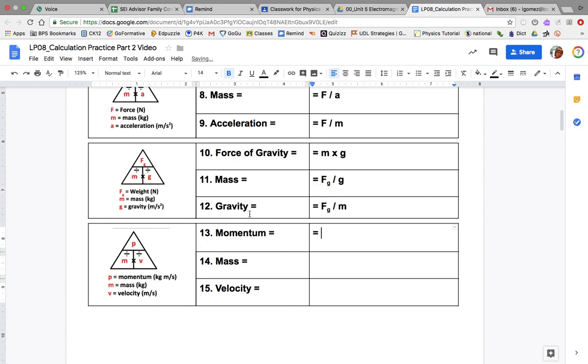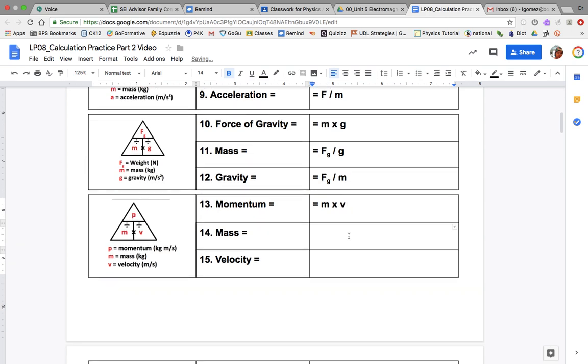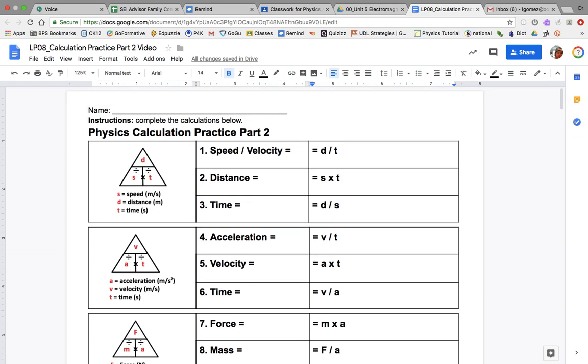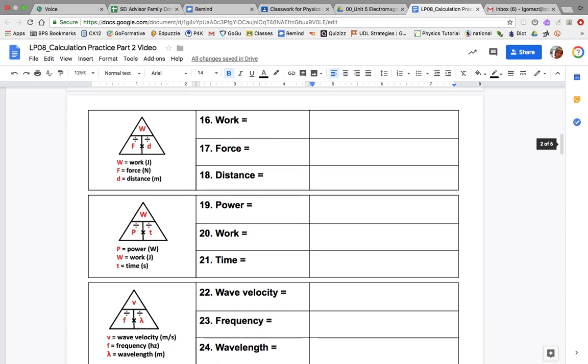Momentum. Momentum we represent with a P, and to calculate momentum we multiply mass by velocity. If we want mass, we do momentum divided by velocity. And if we want velocity, we do momentum divided by mass. Those are all the equations that we can get from these triangles. So let's continue on to number 16.